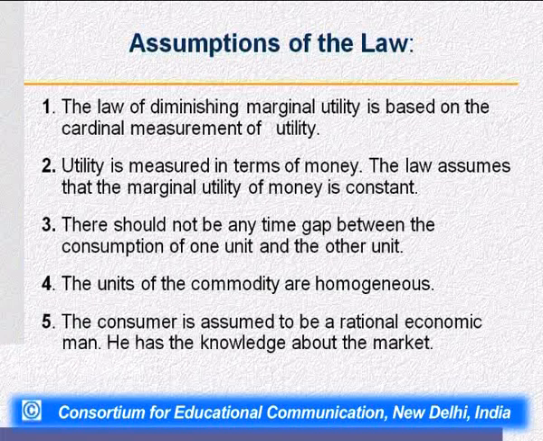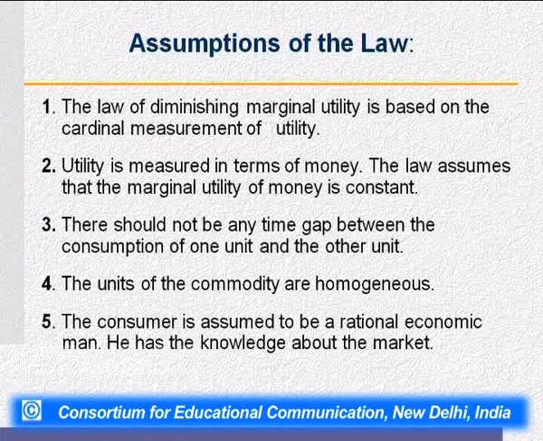First, the law of diminishing marginal utility is based on the cardinal measurement of utility. In the cardinal measurement which we discussed, we can measure utility with the help of the util parameter. Second, utility is measured in terms of money. The law assumes that the marginal utility of money is constant. Utility is measured in terms of money, you can say in rupees, in numeric value.